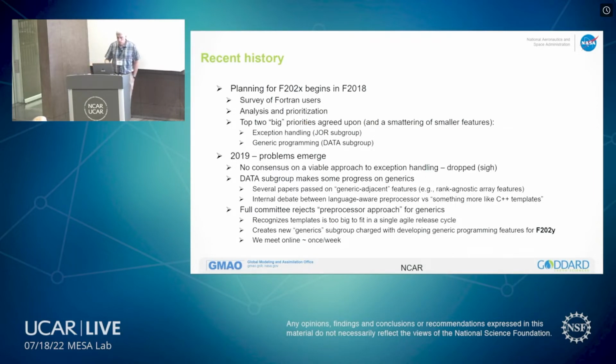By the time we got to 2019, though, there were some problems. JOR subgroup was not able to find any consensus on what type of exception handling should be done, and some of them didn't seem like they'd be feasible with the constraints of the language as it was, and so they convinced plenary to actually drop that as one of the priorities. Just the reality, not everything we want to do can be done. The data subgroup did make some progress during this time, and I'll discuss a little bit more in some of the coming slides, some of the things that we did get done.